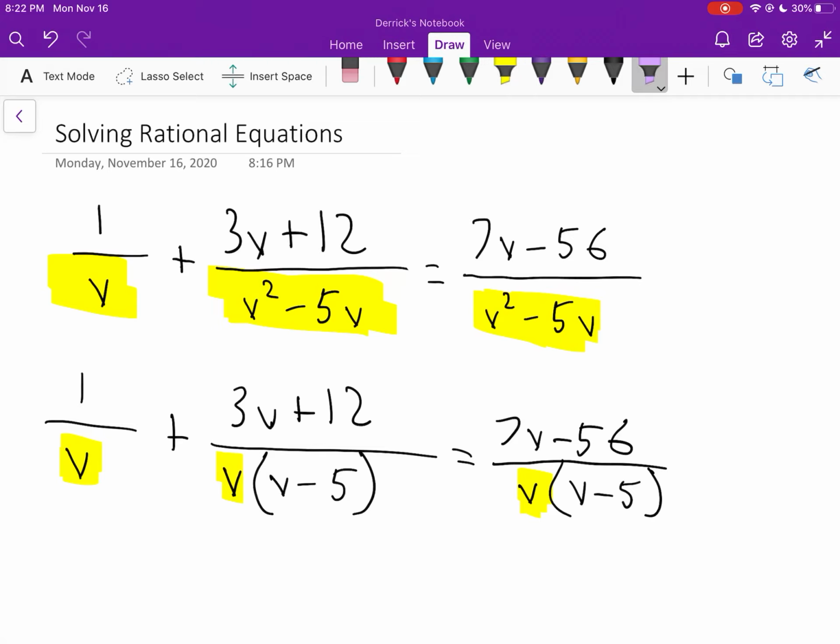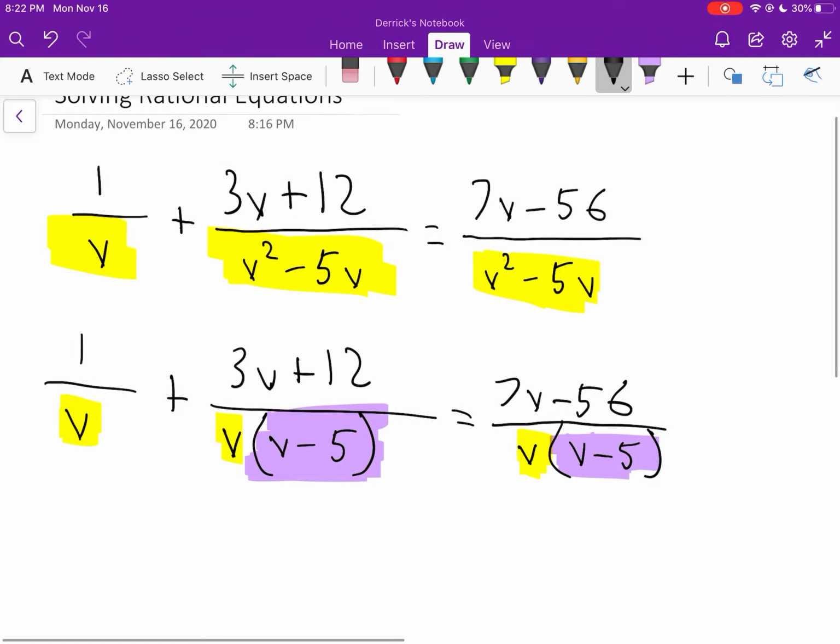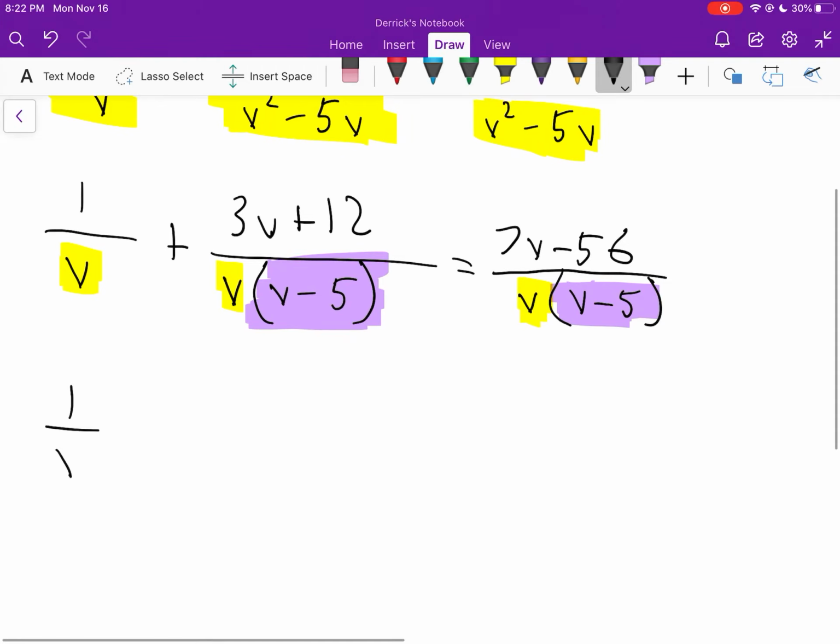Now the problem, as you may notice, is this fraction has a v minus 5. This fraction has a v minus 5, but our first fraction does not. So in order to get a common denominator here that will allow us to just be able to solve the tops, just solve the numerators, we would need to make sure that first fraction becomes common. Well, that's pretty easy when we put it this way. All it's missing is a v minus 5. So let's take 1 over v and multiply it by v minus 5.